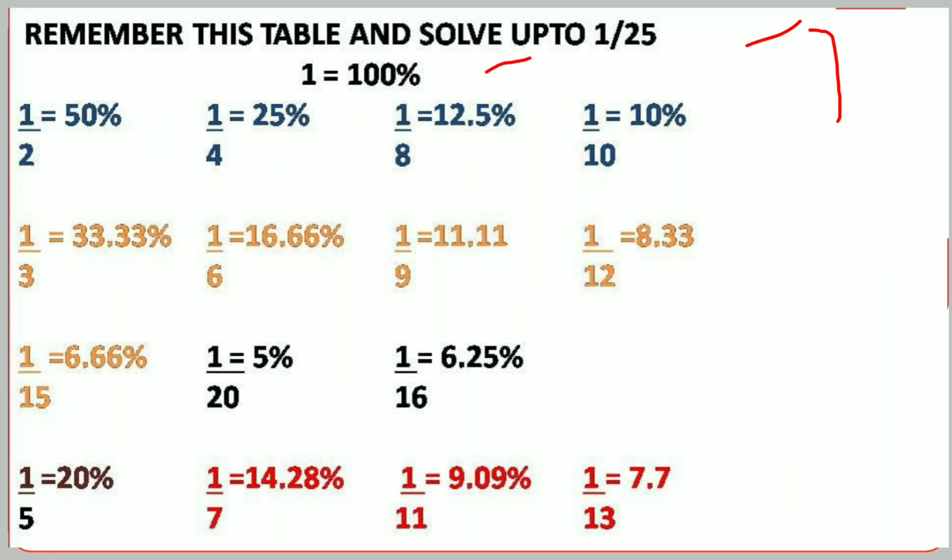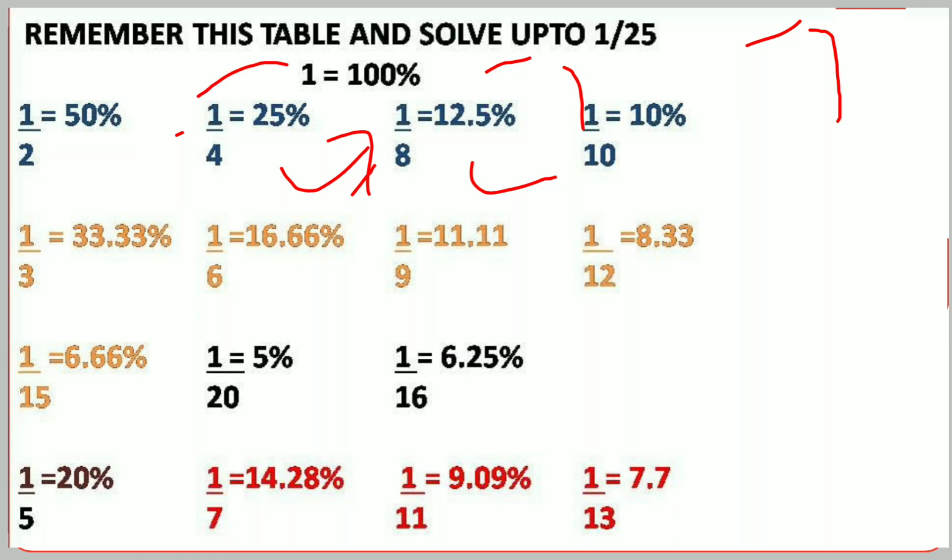And similarly, if we divide both sides by 2, then we get 1 by 2 is equal to 50%. And on dividing 1 by 2 again by 2, we get 1 by 4 is equal to 25%. Similarly, 1 by 8 is equal to 12.5%. And 1 by 10 is equal to 10%.